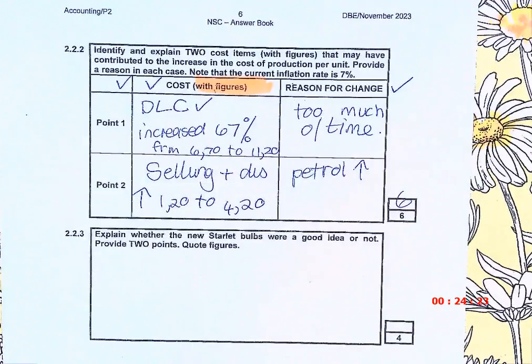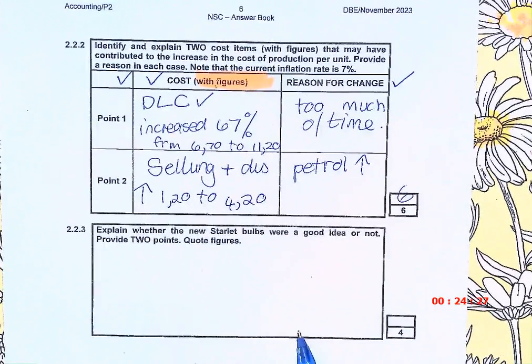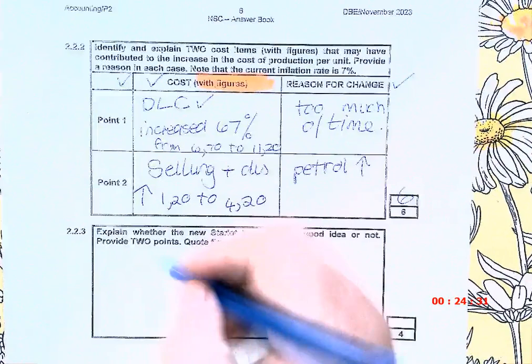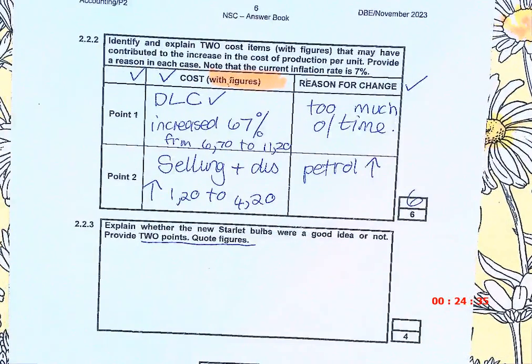Okay. Now, explain whether the new Starlit bulbs were a good idea or not. Quote 2 points with figures. Can you see they don't want reasons? They just want to know if it was a good decision. When would it be a good decision?